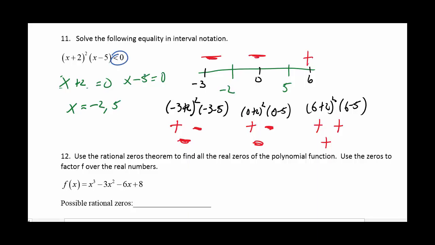All right, so in my chart, I now know where the positives and negatives live. According to my inequality symbol, I wanted less than 0. So that's going to be where 5 is. Now, can I include my numbers? So what happens at -2 and at 5? It actually equals 0 at those two places. So I don't want to include 5. I want to put parentheses around those things. But anything in between is fine. So my solution is -infinity up till -2, union -2 to 5. There you go.